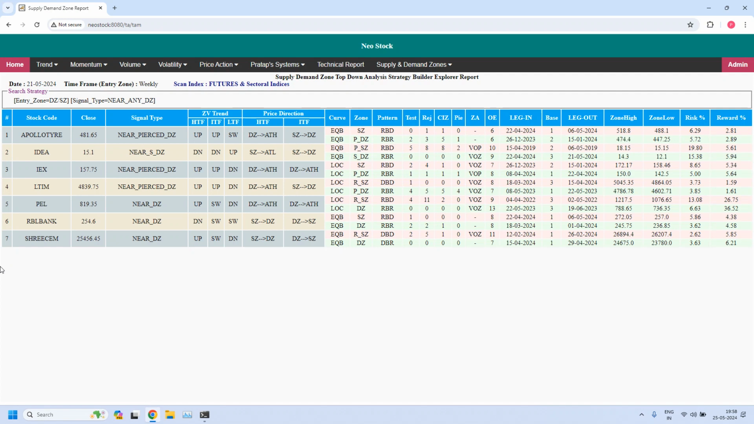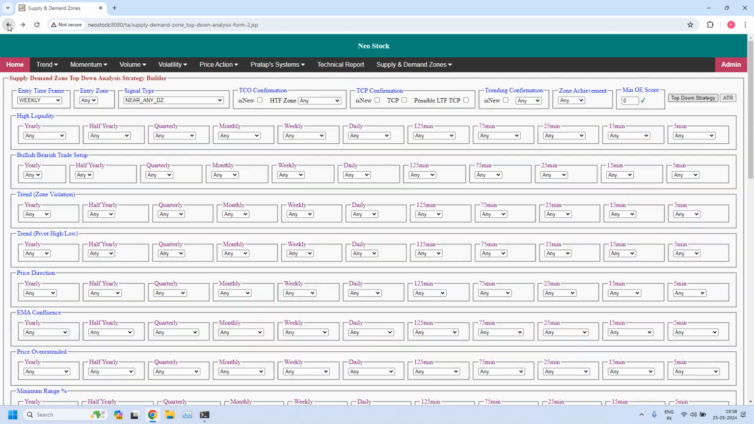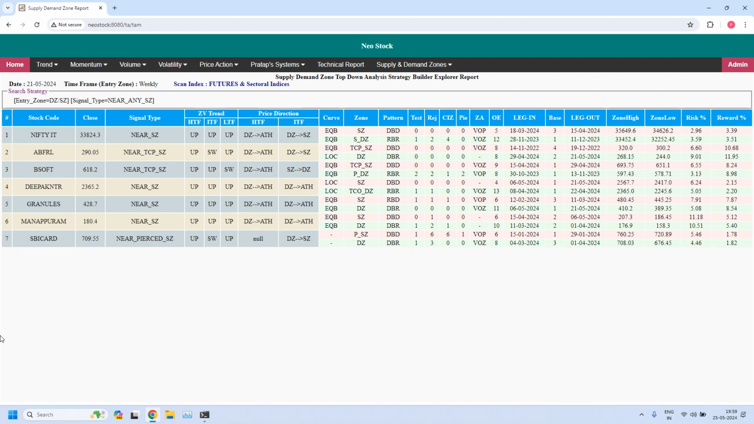Okay, now I will move on to the next report. I am going back. For weekly time frame, let us find the stocks near weekly supply zone. 7 stocks are filtered, which are near to the weekly supply zone. Okay, let us generate the next reports.